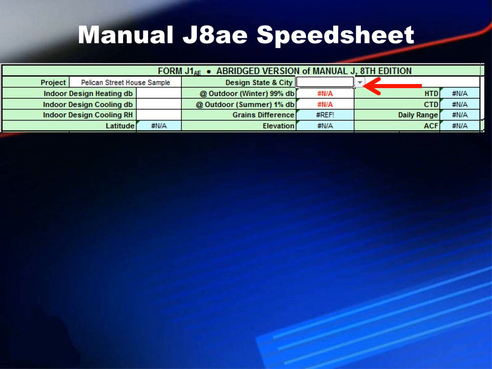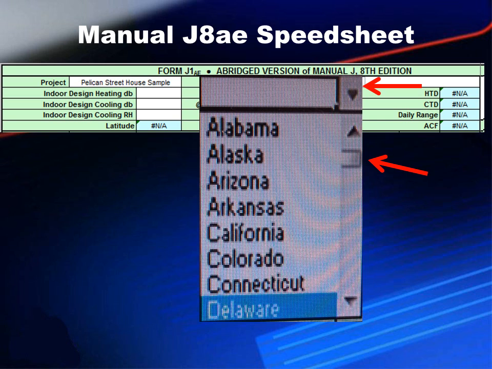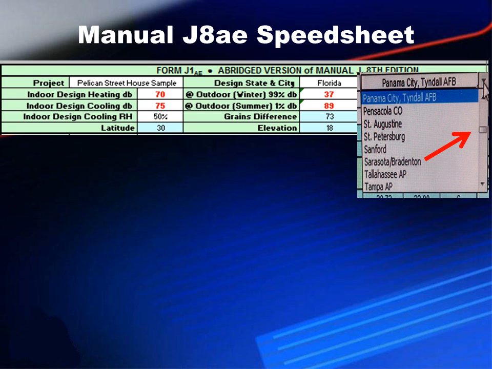And design, state, and city. If you click on that down there where the arrow is pointing, something like this pops up and you can scroll down and pick your state. Next you pull down the city and select your city, and some of the blue stuff starts filling in. We'll go over that a little bit more in a second.